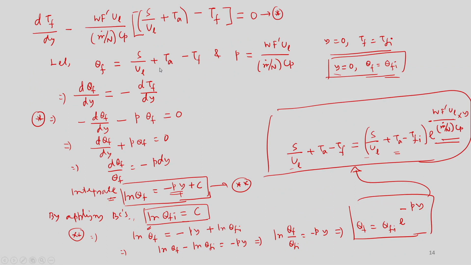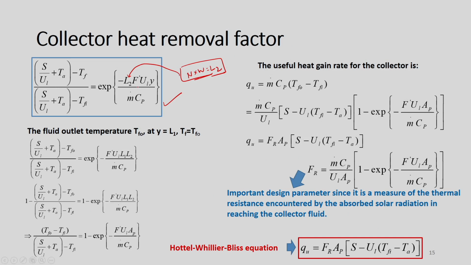If you go back, you can see W N is at the bottom side, and if you multiply W into N it is something like L2. That is how we can write L2 here. Now, the fluid outlet temperature TFO at y is equal to L1, because the length of the tube is L1. So TF is equal to TFO, that is obvious. The tube is here. y was 0, and now y is equal to L1. So this is TFI, this is TFO. This will be at the outlet, and y will vary from 0 to L1.